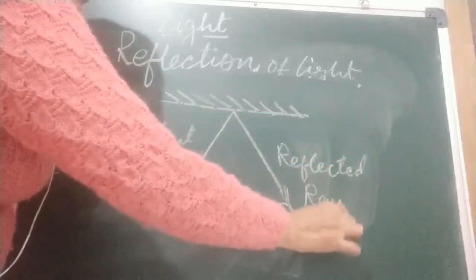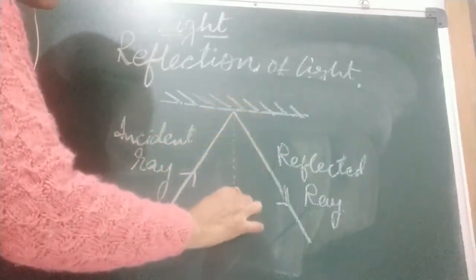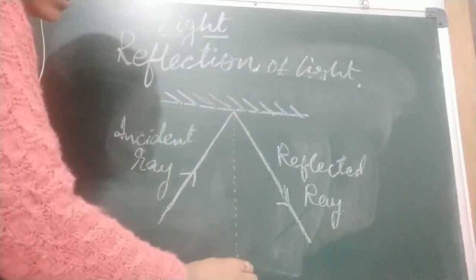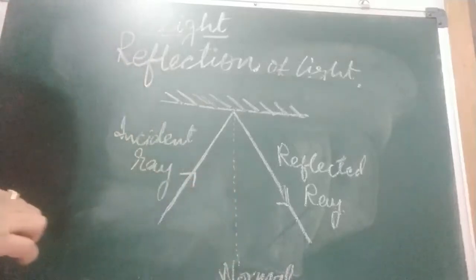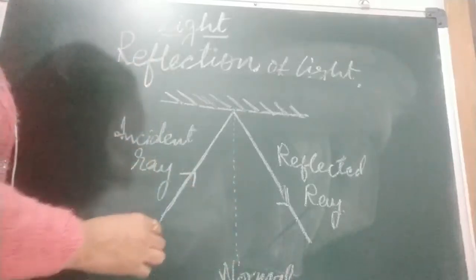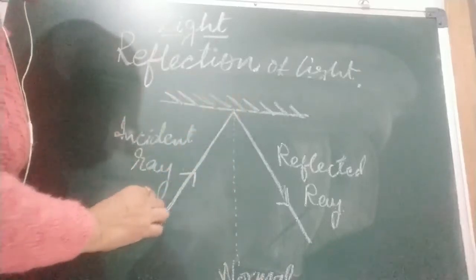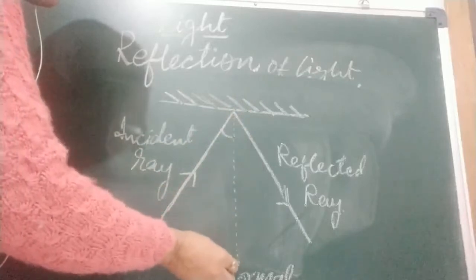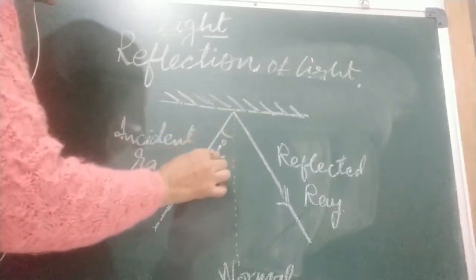Okay, and at this point we are going to draw this normal, this line. This normal is imaginary. We draw it ourselves, like this ray falls on it. And the angle between the normal and the incident ray is called the angle of incidence.